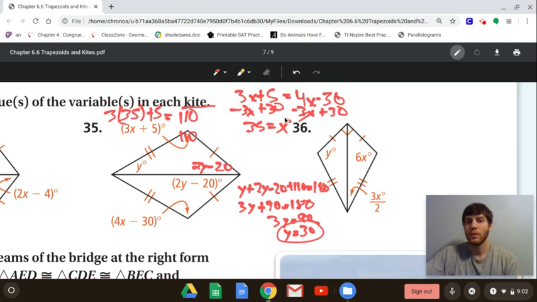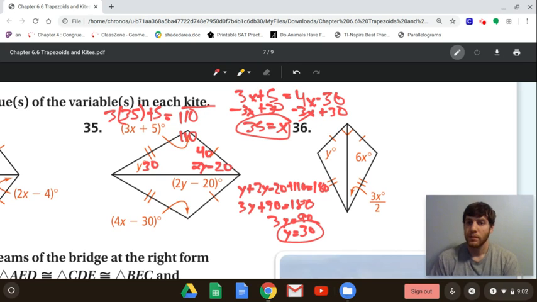Right, and we can always plug that back in just to make sure. So if we have 30 over here, 2 times 30 is 60, minus 20 is 40. 40 plus 30 plus 110 is going to be 180. So we're good there.